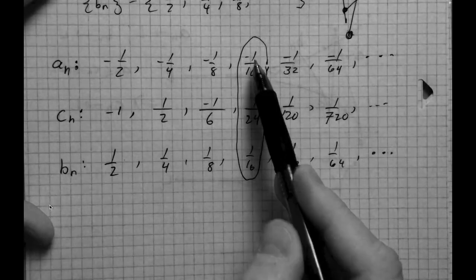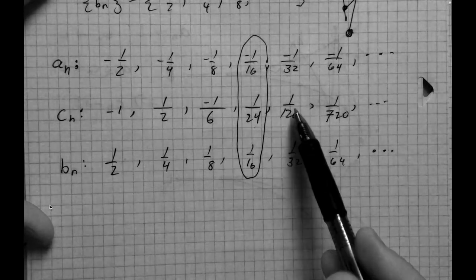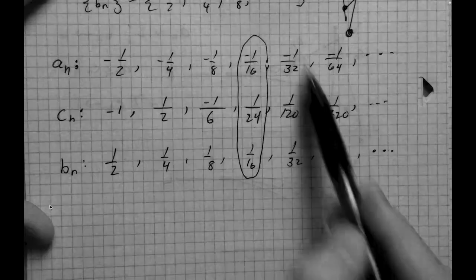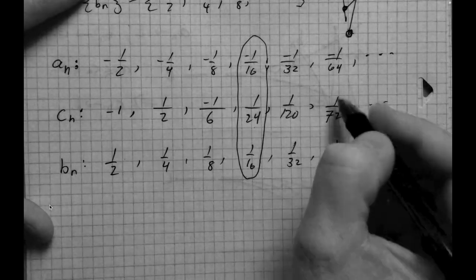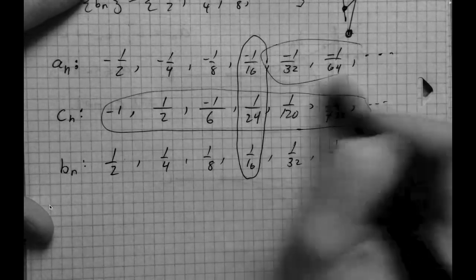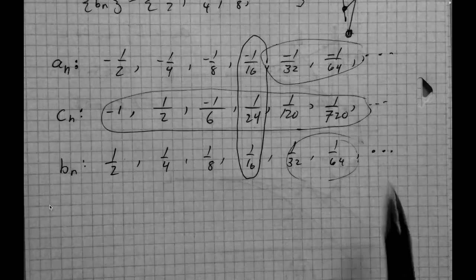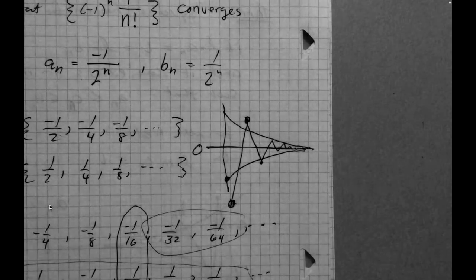Right now, 1 over 24 is definitely between these two. And look at the next term, 1 over 120 is definitely between these two, right? So you can think of it, these numbers are very close to 0. They're closer to 0 than these numbers are. And so what's going to happen in the picture is it kind of comes up like this, and then it stays between these two forever.